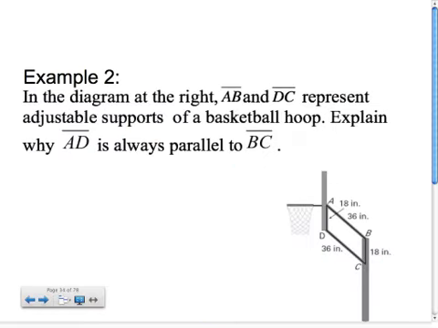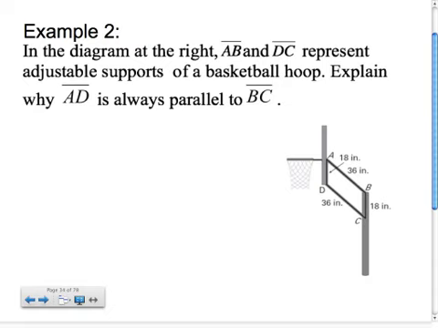All right. So as we move forward here, example 2, they give us a diagram and they tell us that AB and DC represent adjustable supports of a basketball hoop. Explain why AD is always parallel to BC. Very simply, when I look at this shape, the one that I highlighted in blue, AB is 36, DC is 36, BC is 18, AD is 18. Well, if we go back to what we just talked about, if opposite sides are congruent, then that means that it's a parallelogram.